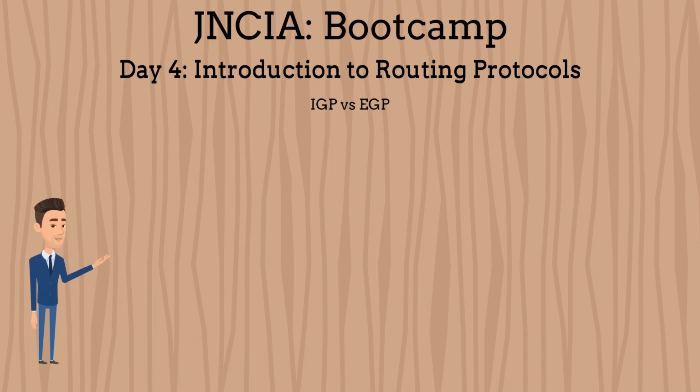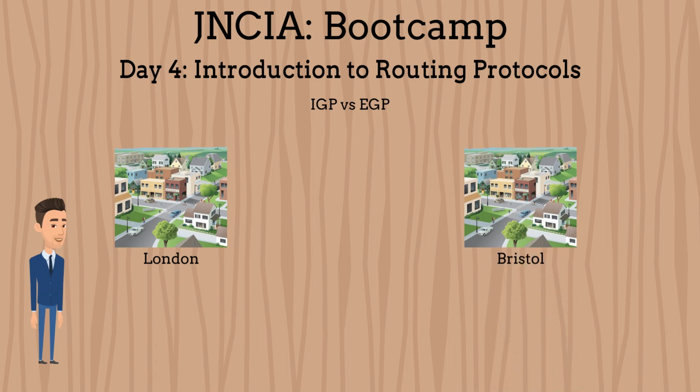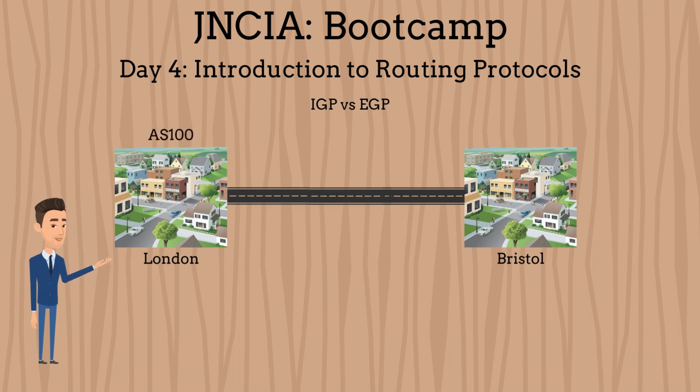Here we have a look at IGP, which is an interior gateway protocol, versus EGP, which is an exterior gateway protocol. Here we have our 2 cities, London and Bristol, and we have our road connecting them, or if you like, our cabling. Our cities, or our groups of routers, switches, etc., must be within an autonomous system known as an AS. So in this case, our autonomous system number for London will be 100 and for Bristol 200.